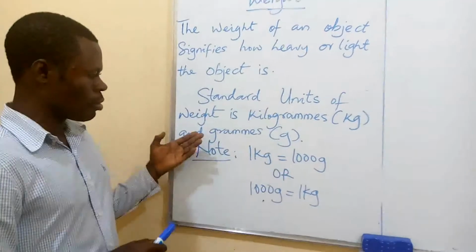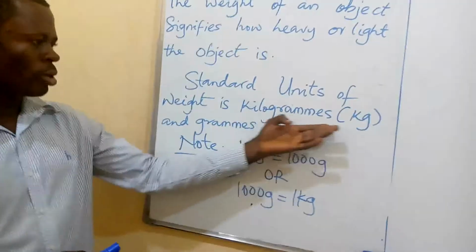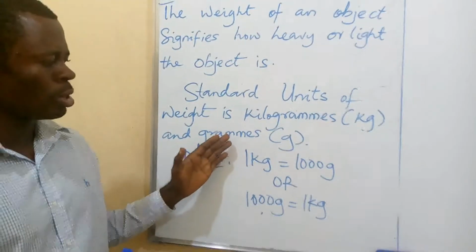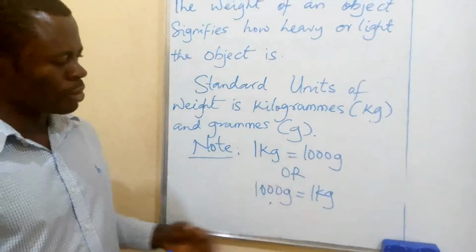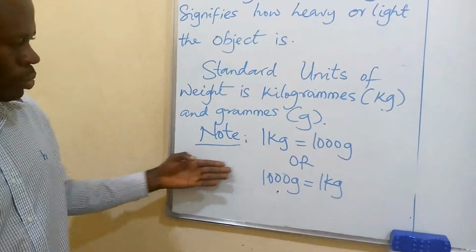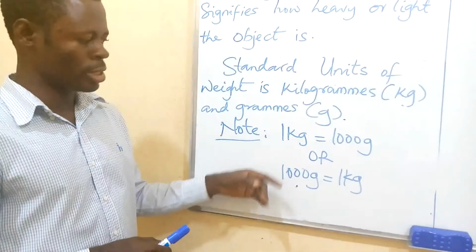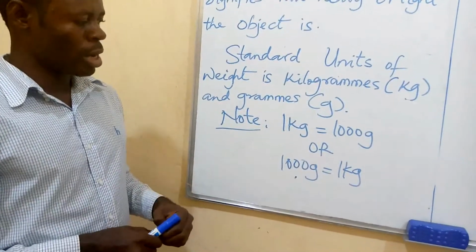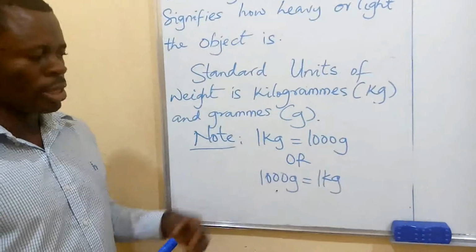The standard unit of weight is what? Kilograms. So the standard units of weight are kilogram, kg, and gram, g. For your level, we are going to limit ourselves to just kg and gram, and we will make use of them in our calculation. Also note that 1 kilogram is equal to 1,000 grams. I believe before now you know this. Please take note of this because we'll be using it in our calculation.